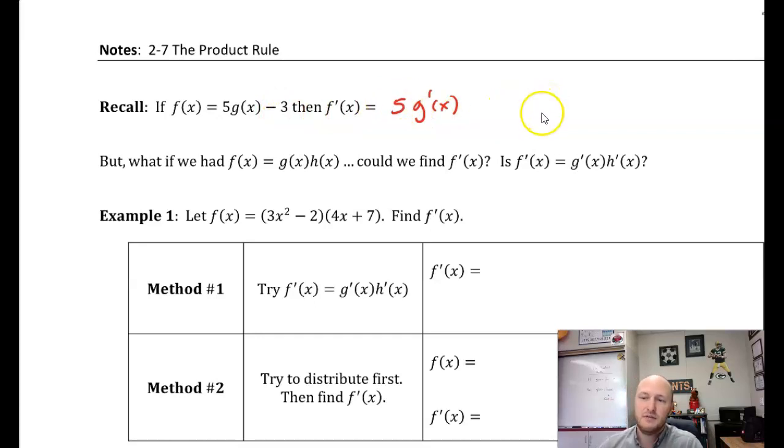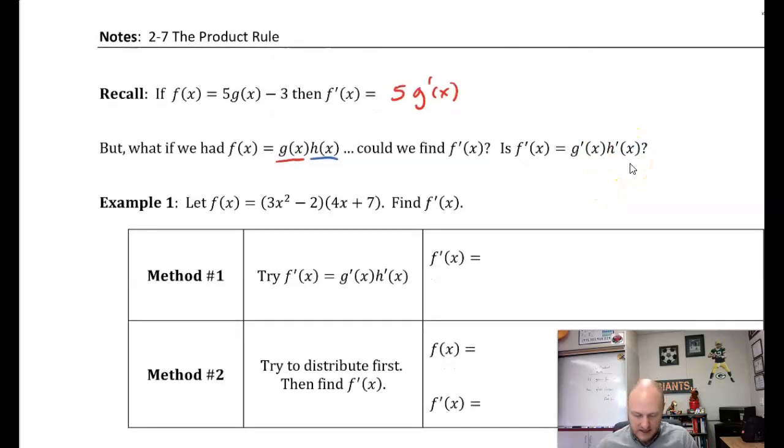But what if I was multiplying here and it's not a scalar multiple? What if it's not just a number times a function? What if I have a function times a function? How can we find f prime of x? Now, one common idea, and this just pops into people's heads, is, hey, I got to take the derivative of each of them. g prime times h prime.